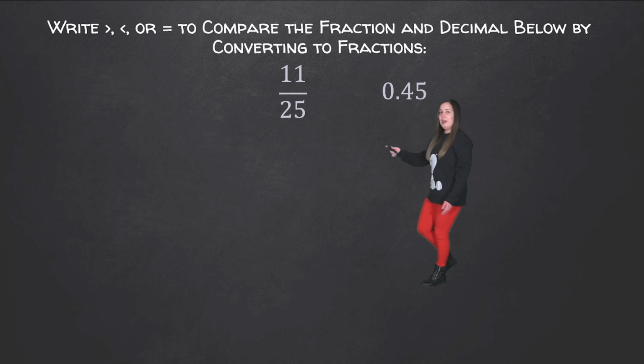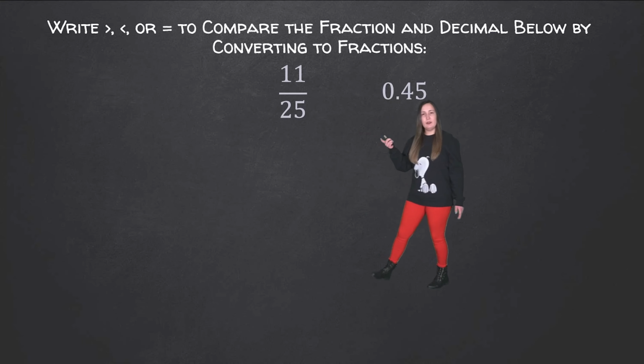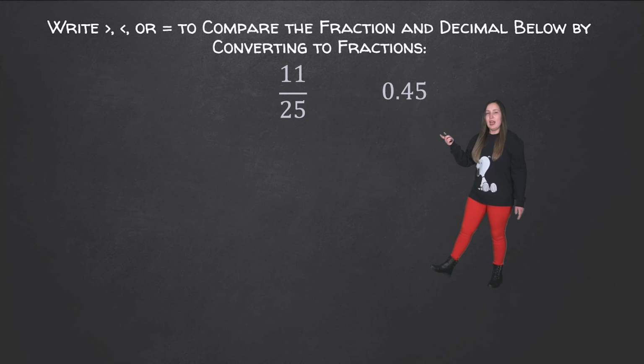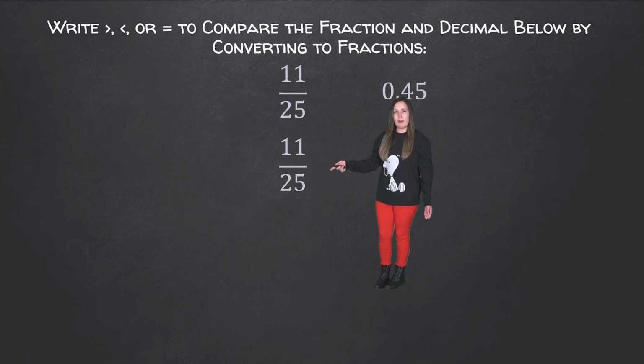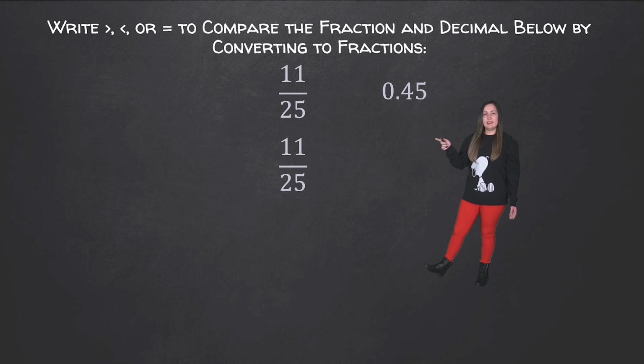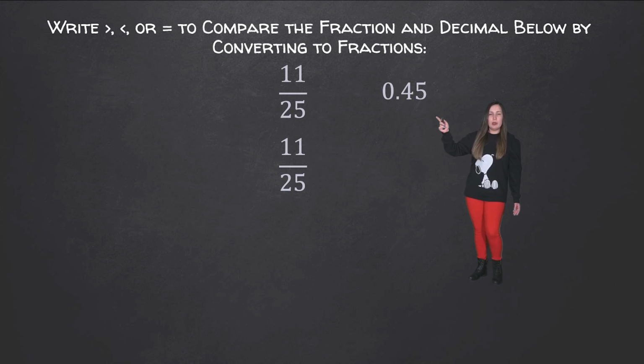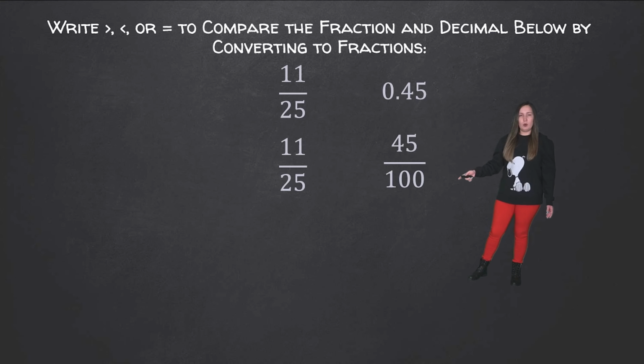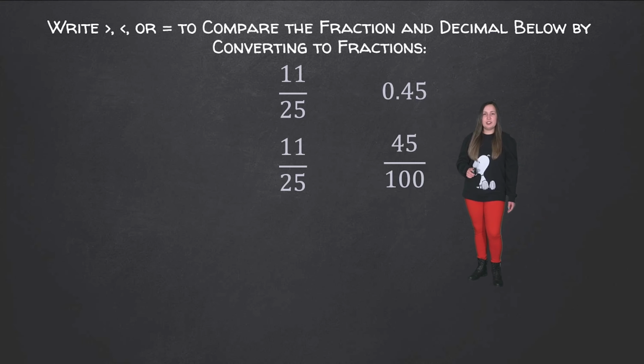Then we have 11/25 and 45/100. Now, 11/25 is already a fraction, so we're just going to rewrite it. And 45/100, the last digit is in the hundreds place, so we're going to write this as 45/100. Now that we have two fractions, in order to best compare them, we're going to make sure that the denominators are the same. So we're going to find equivalent fractions with a denominator that is the same.